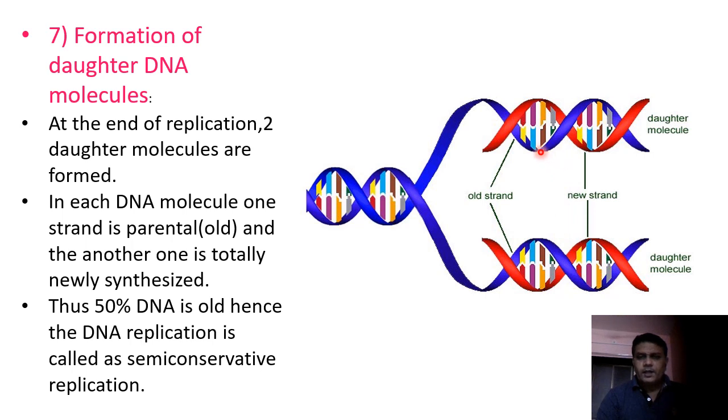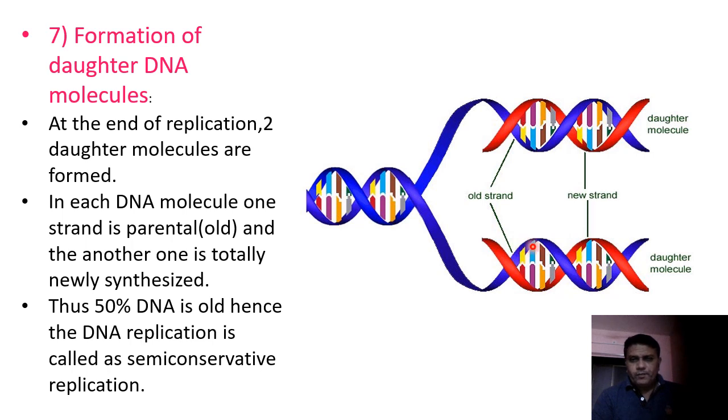Now in each DNA molecule we can see that one strand is old. Here the old strand is shown in blue color and another one which is new is shown in red color. Here also in the other daughter DNA molecule we see a new strand and an old strand. So in each DNA molecule one strand is old, also called the parental strand, and the other strand is totally new, or newly synthesized.